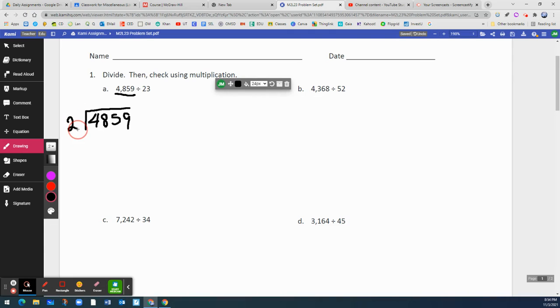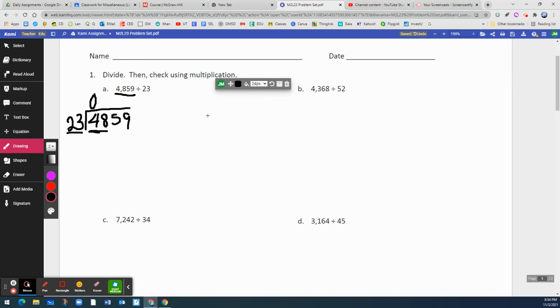That's going to be divided by 23. Okay. All right. So now we always say, how many groups of 23 can you make out of 4? And then the answer will be 0 because you need 23 parts. Okay, so now we say how many groups of 23 can you make out of 48?